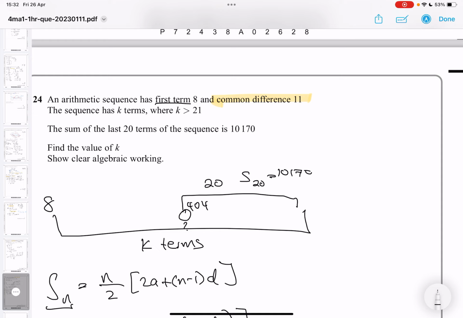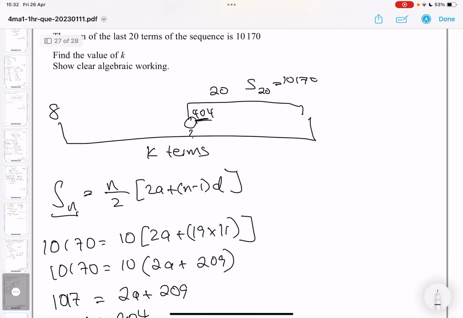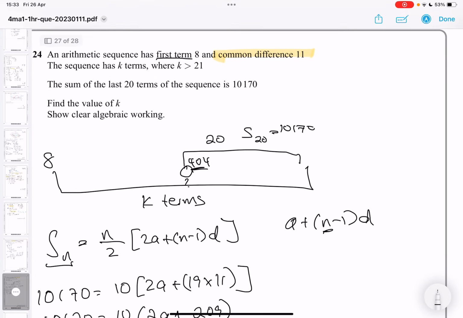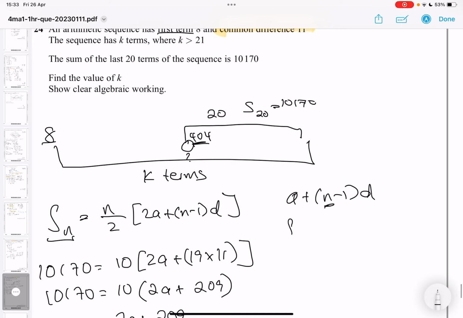Now we need to work out how many terms there are altogether. This just tells you what the term is. It doesn't tell you what place it is in. So we can use the formula a plus n minus 1 d, okay, to work out what position 404 is. So let's do that. We know that the sequence starts with the first term 8, so a is 8, plus n is the position of 404, which we need to work out, and d is 11, the common difference. And that's equal to 404.